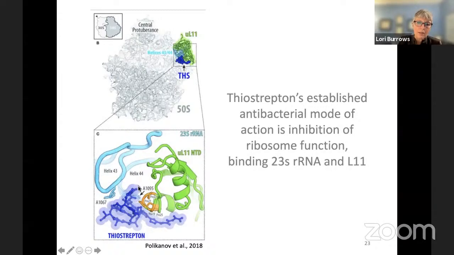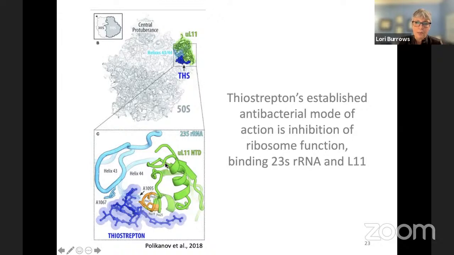So we thought, well, maybe we could test whether this drug is actually inhibiting Pseudomonas ribosomes. The way we decided to do that was to try to protect the ribosomes from binding of the drug. And this particular A1067 moiety is really important for that. It's important for binding.